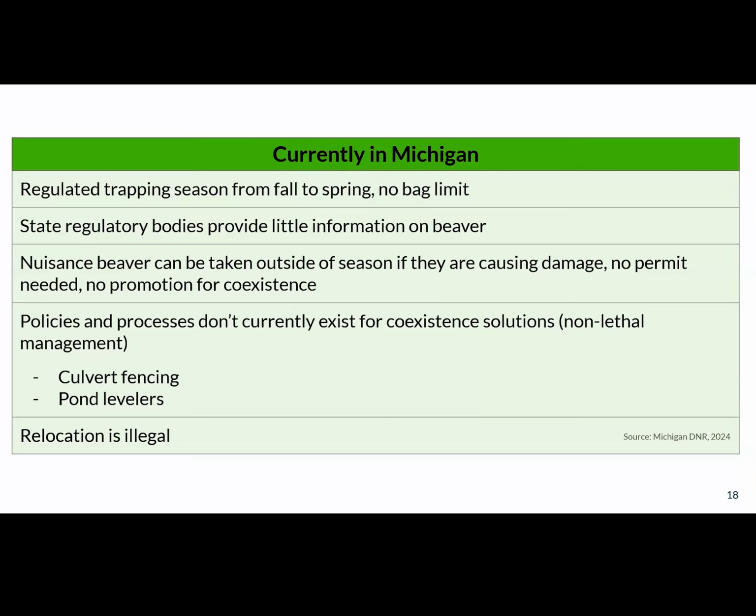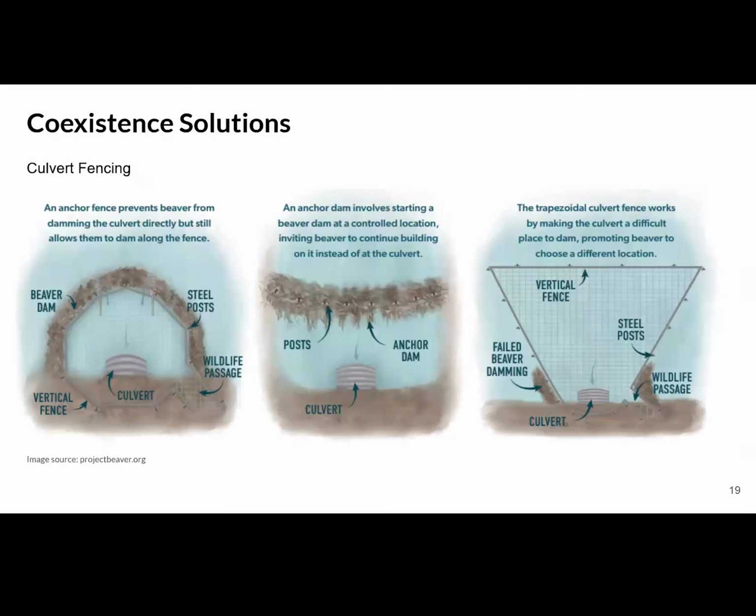We did meet with EGLE, the DNR, and other agencies. There's not a formal permitting process for coexistence devices such as culvert fencing and pond levelers. I'll get into those in a little bit. Also, relocation is illegal at the current moment, so there's not a lot of places for them to go, which is why a lot of the time they're trapped out, because there isn't that framework.